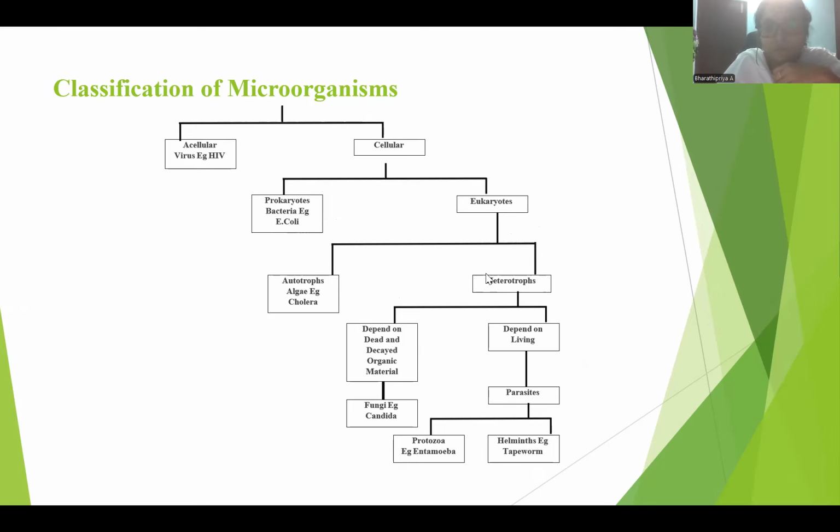Autotrophs prepare their own food, whereas heterotrophs depend on dead and decayed organic materials or on living things. Dead and decay means, for example, fungal microorganisms such as Candida, which depend on dead and decayed materials. Based on living dependencies, examples are parasites, such as protozoa and helminths. Entamoeba belongs to the protozoa group, whereas a tapeworm is included under the helminths.